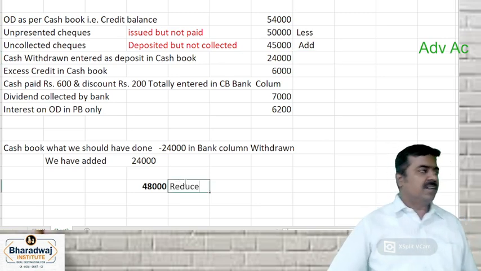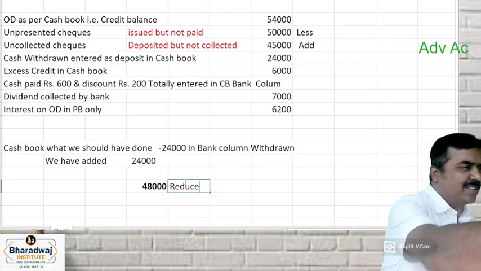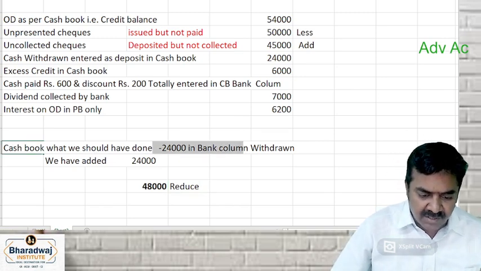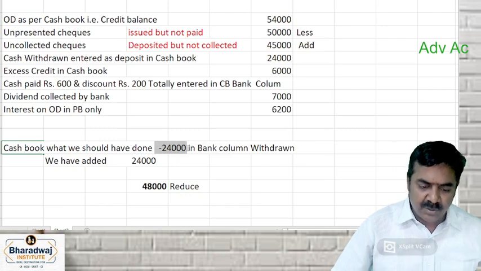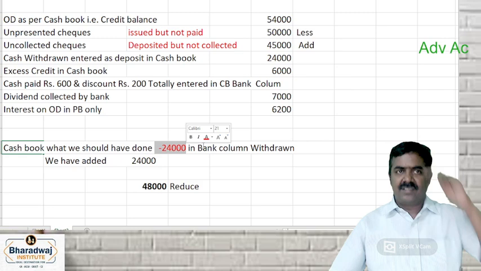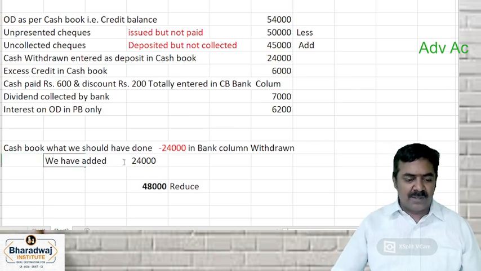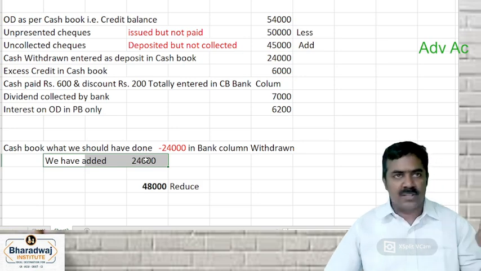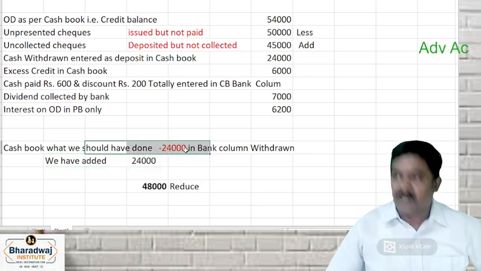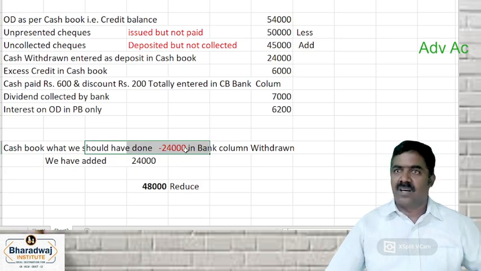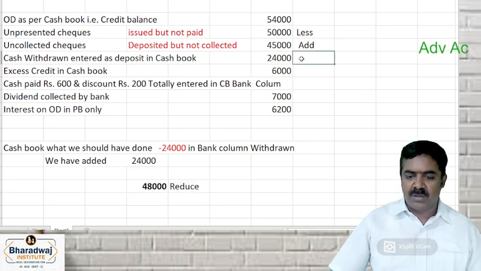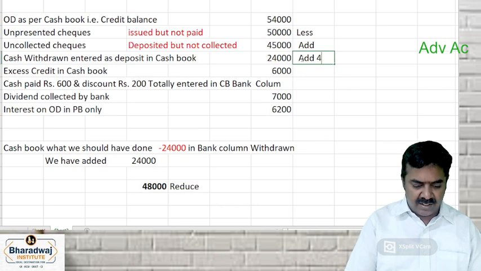I repeat. We withdrew cash. How much should we have deducted from the bank column? 24,000 we should have deducted. But what have we done wrongly? We have added 24,000. So what to do? For adding this extra 24,000, and for what should have been done correctly, another 24,000. In total, how much to reduce? 48,000 to reduce. But OD is the starting point, so add 48,000.